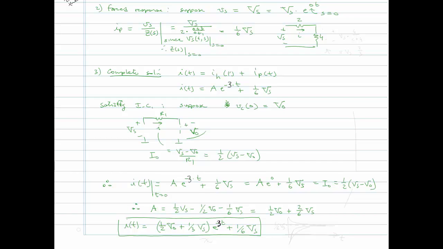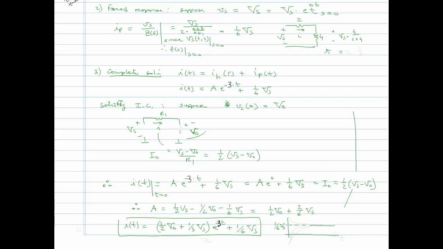And what does it look like? Well, in the end, after all the exponential term dies away, we'll end up with 1/6 Vs. And that makes good sense, right? If you think of what we have, go back to here. The voltage here is at Vs times 4 over 2 plus 4.